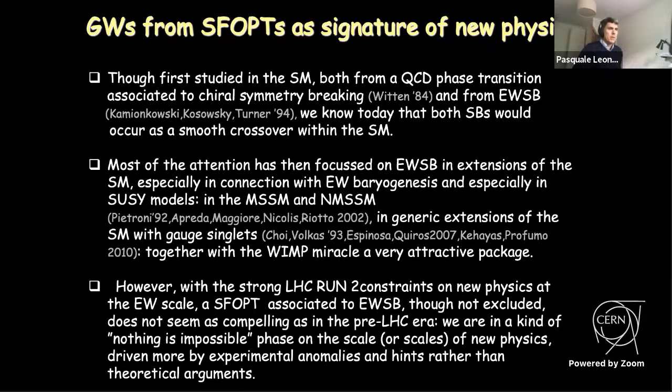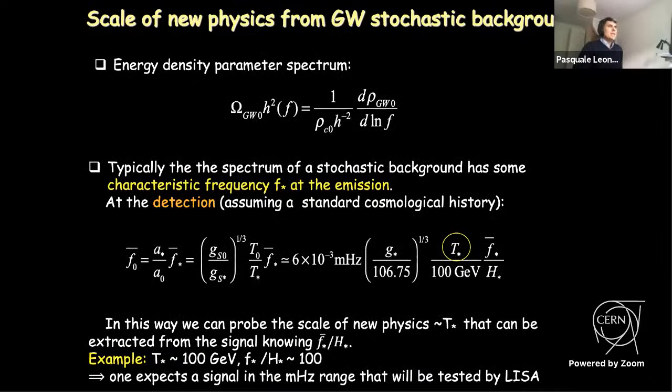So actually, the experiment hopefully should give us information on the scale of new physics. In that case, stochastic gravitational wave backgrounds are particularly interesting because typically you predict your spectrum, and there is some characteristic frequency at the emission. And then simply by redshifting this frequency, you get an observed frequency today.